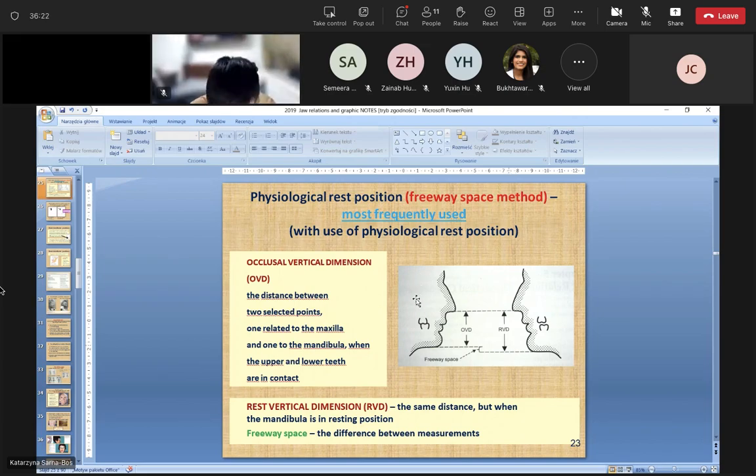And RVD, rest vertical dimension, is the same distance, but when the mandible is in rest position. So when the teeth are not in contact. See, there is no contact between the teeth. And the difference between those two measurements is called freeway space. This is the difference between those two measurements, freeway space. And we know that this is 2-3 millimeters.